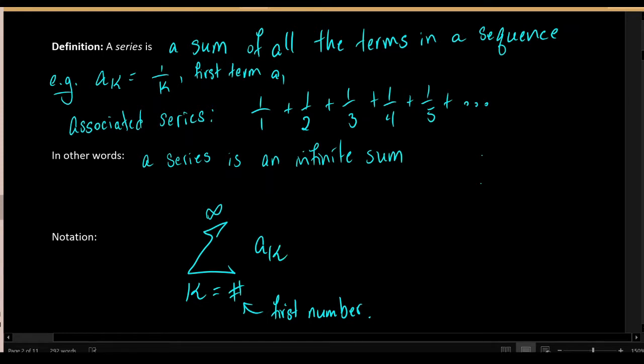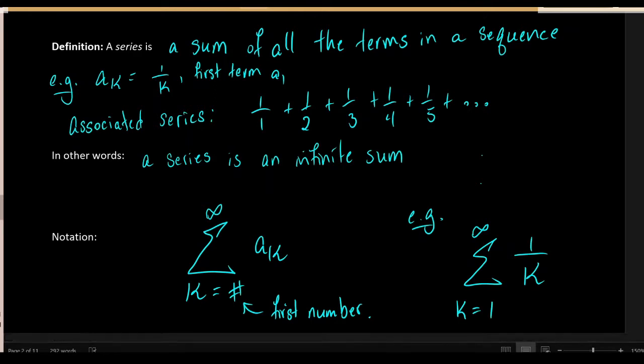For example, if I wanted to use sigma notation to represent the series above, I would sum from the starting index of k equals 1 up to infinity, the sequence whose formula is given by 1 over k. That would be sigma notation for the series at the top of the page here.